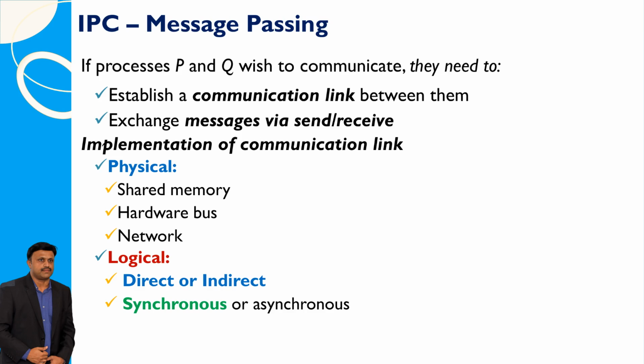In inter-process communication, IPC, through message passing, processes P and Q must establish a communication link and exchange messages using send-receive operations. This link can be implemented physically through shared memory, hardware buses, or networks, or logically via direct or indirect methods, and synchronous or asynchronous modes. These options provide flexibility and efficiency in facilitating communication between processes.